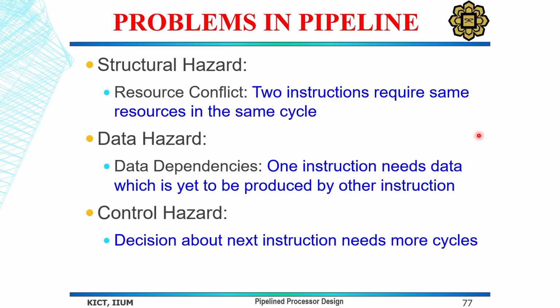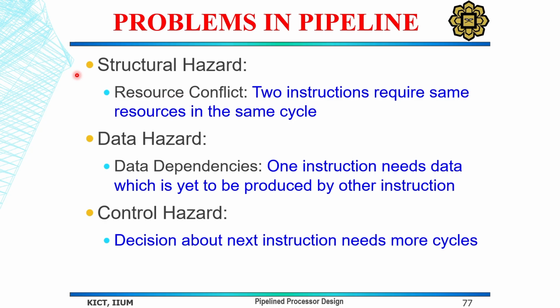So we are going to continue with our chapter on pipeline processor design. There are a few problems that could happen in a pipeline processor, and they are called hazards. I think you might have covered this in your digital system fundamentals course, but here we are going to discuss it in a bit more detail. Okay. So there are three hazards.